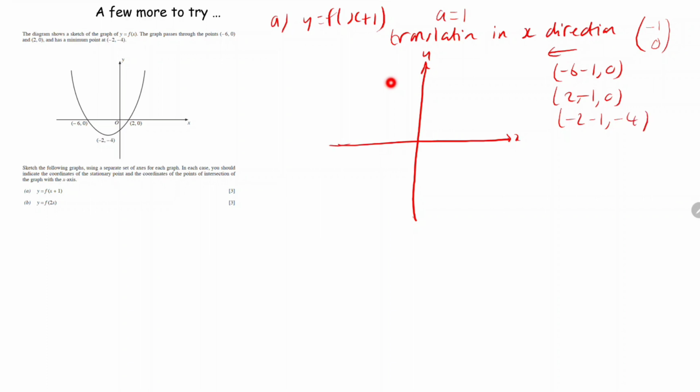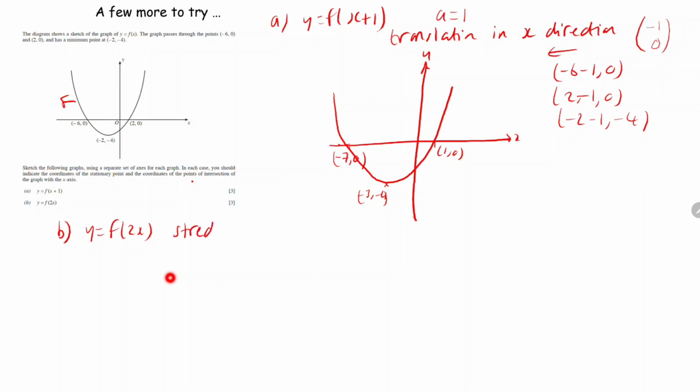So we can plot these. -1, -1, -6, -1 is -7, 0 for this first root. Then 2 minus 1 is 1 and 0. And then -2 minus 1 is -3. So you have -3 and -4, which puts us down here. So the graph has been pushed across 1 to the left. Okay, part B, we have y equals f of 2x.